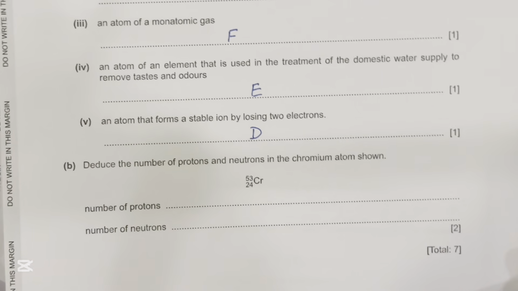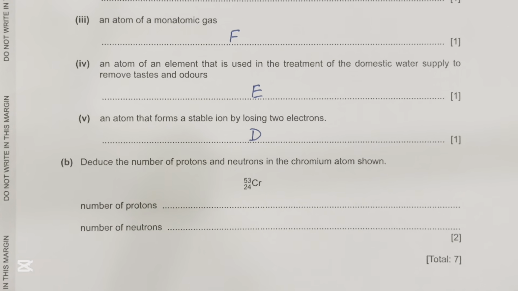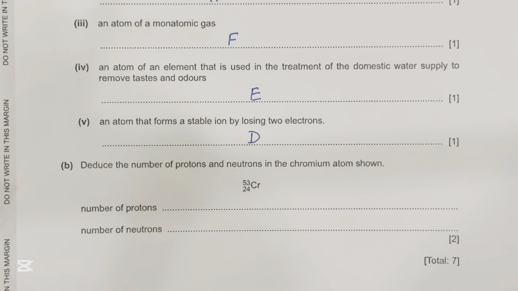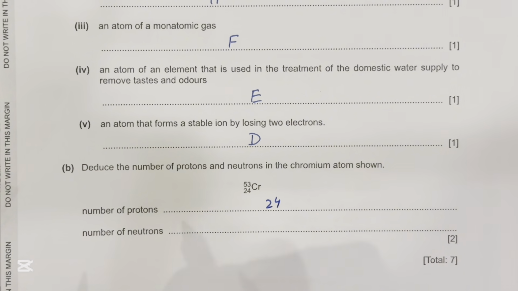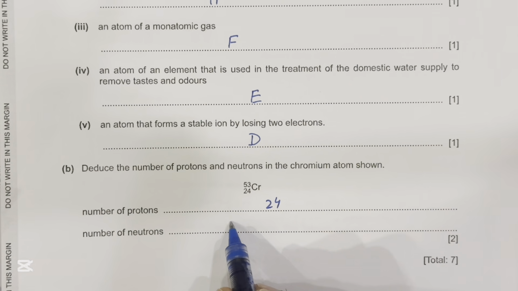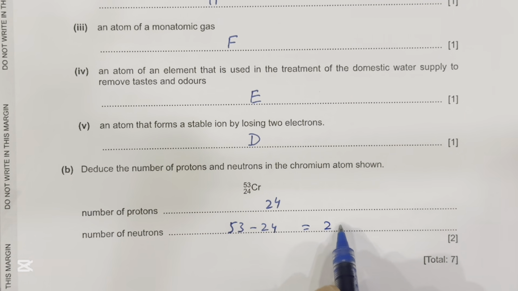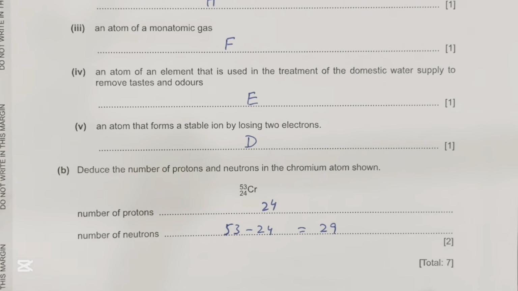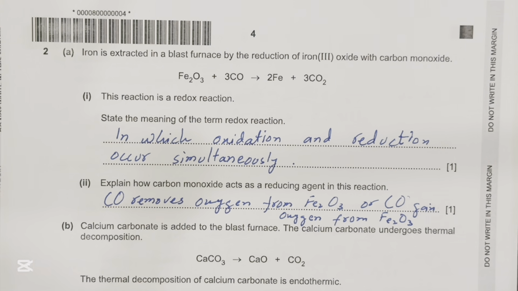Part B. Deduce the number of protons and neutrons in the chromium atom shown. The number of protons is 24. And the number of neutrons would be 53 minus 24, which is equal to 29 neutrons. So this was an easy, simple question. Moving to question number 2.